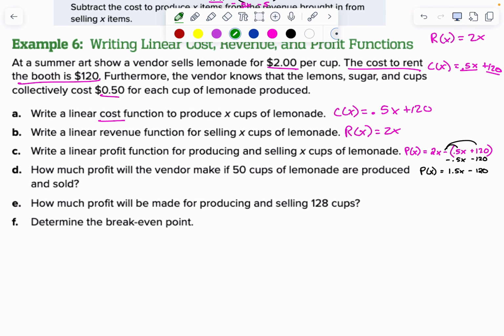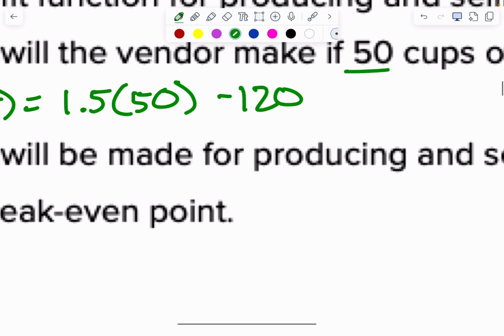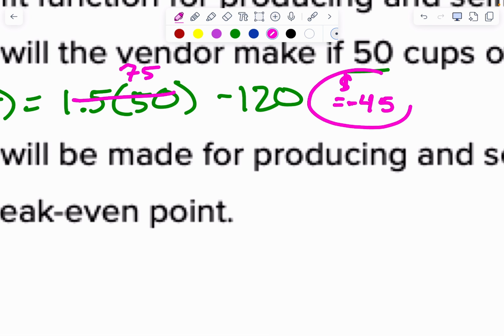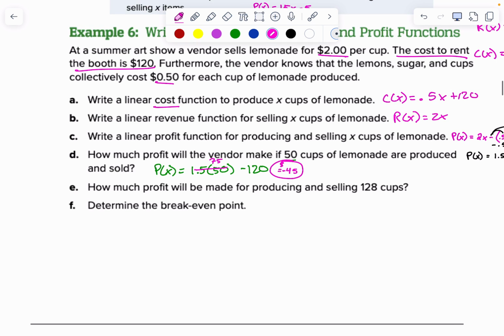How much profit will the vendor make if 50 cups of lemonade are produced? So profit, 50 cups, not 50 bucks. 1.5 times 50 minus 120, right? 1.5 times 50 is $75. 75 minus 120 is, I don't know, is that 45? Negative $45. They won't make any money if they only sell 50 cups of lemonade.